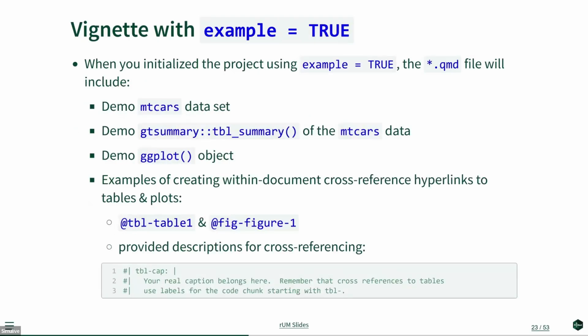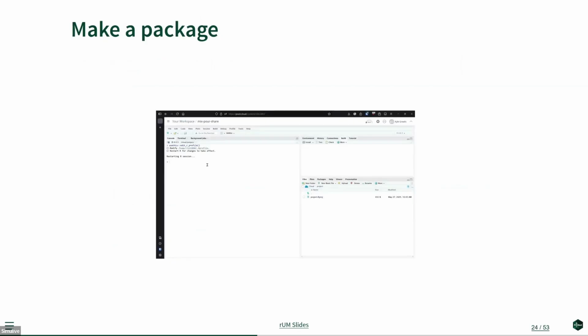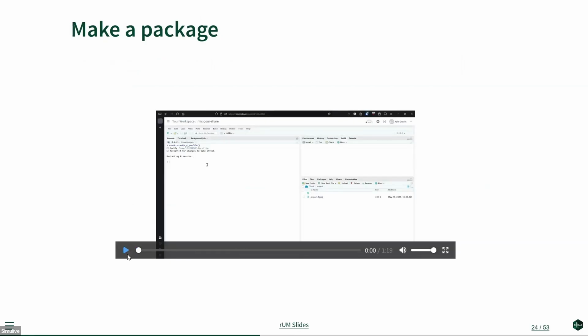Now, when you use the example equals true option with rUM, we will give you the mtcars dataset, the gtsummary with a table summary, and a ggplot object. But what's most important about this is we show you how to cross-reference. So the @tbl- and the @fig- is how you can use the inner document links to the rendered display, okay? And we will get to that. So let's see what this looks like.